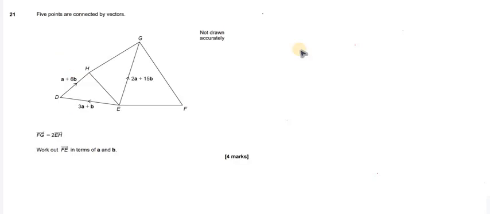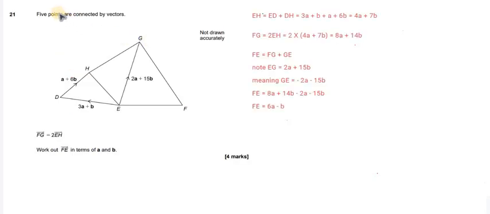Question 21. 5 points are connected by vectors. Fg is equal to 2EH. Work out Fe in terms of A and B. Magnitude and direction is very important with vectors. So, first things first, we have this relationship, so let's use it.